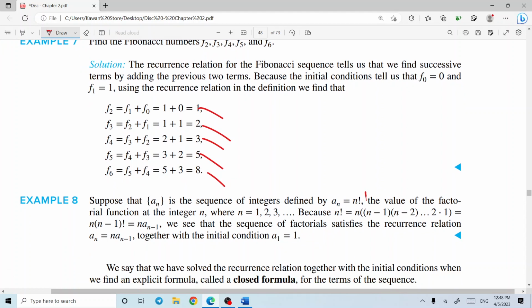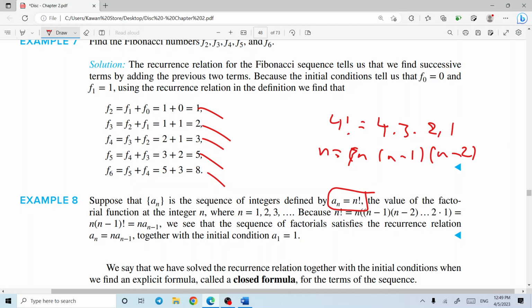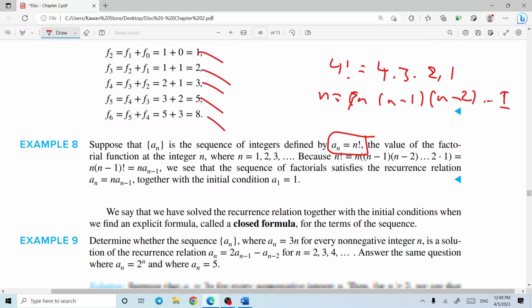And you saw the factorial, of course, because you graduated Cal 2, so all of you saw it. Factorial is easy. For example, if I have 4 factorial, it is equal to 4 times 3 times 2 times 1. If I have n factorial, I have n itself, n minus 1, n minus 2, right? Each time we decrease by 1 till we get 1. That's the definition of the factorial.